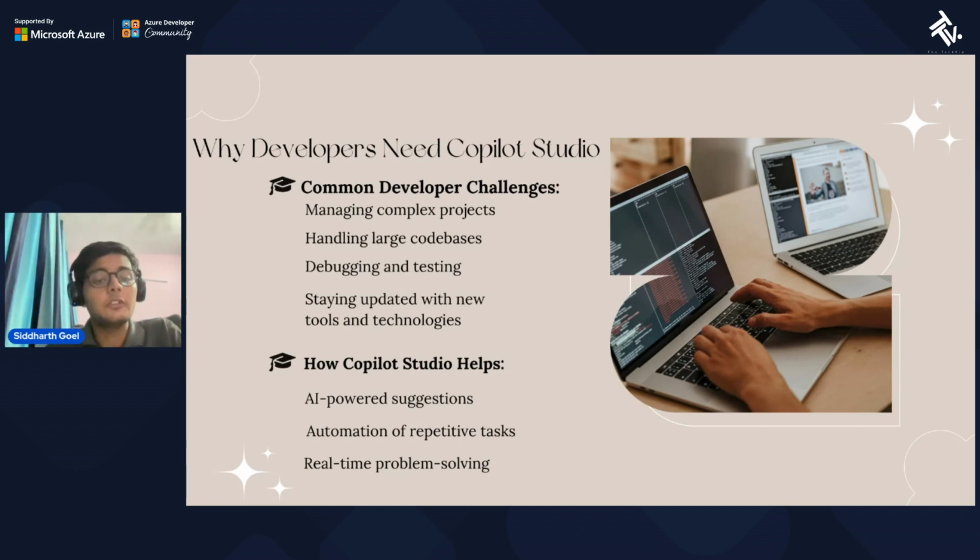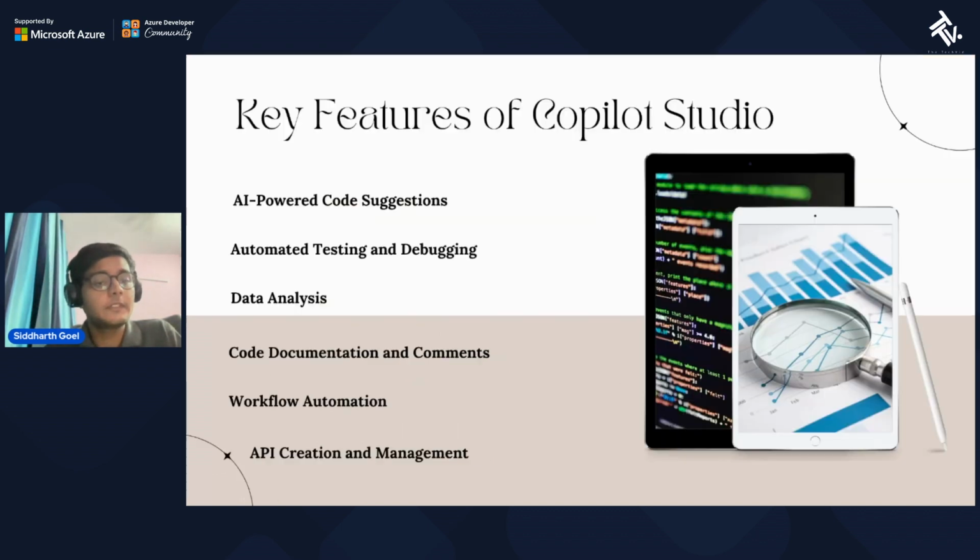And real-time problem solving. Copilot Studio helps you identify and solve your problems in real time. As you write code, you receive real-time suggestions, and it's up to you whether you want to accept the solution or not. This kind of 24/7 available assistant gives you a feel that you are in a pair programming environment where you always have someone to help you out whenever you get stuck somewhere. So this was how Copilot Studio is helping developers navigate through the day-to-day challenges they are facing.